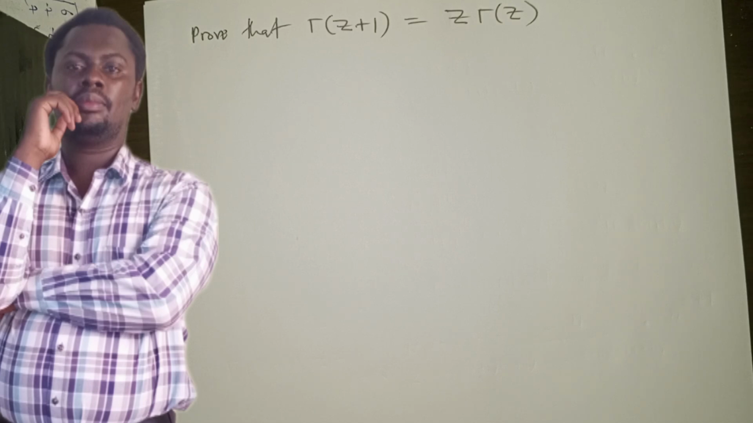Welcome back to my second video on gamma functions. Today we are going to prove by the infinite limit definition that gamma of z plus 1 is equal to z gamma of z. So first we start with the definition of gamma.